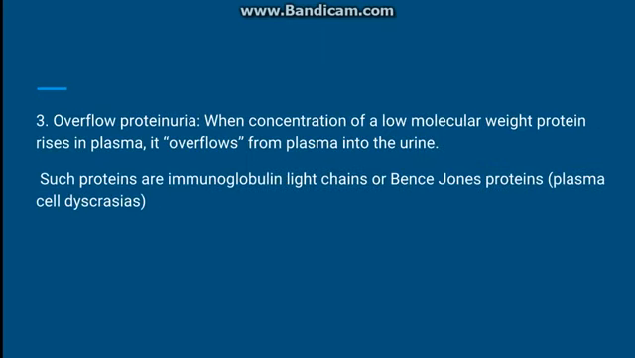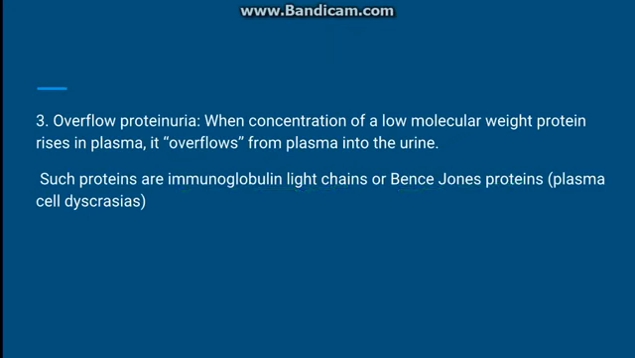Third pathogenesis can be due to overflow. It means when the concentration of a protein rises in the plasma, it automatically overflows into the urine. Such is the case seen in multiple myeloma, due to increase in the level of immunoglobulin light chains, also known as Bence-Jones proteins. These proteins can be seen in the urine.